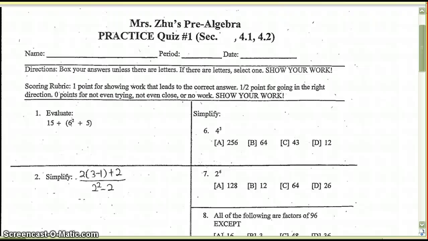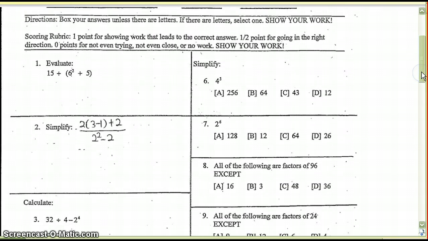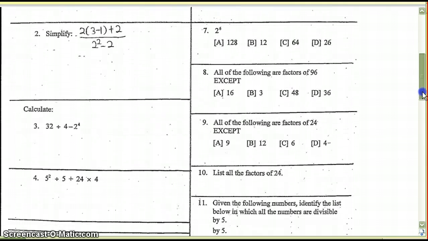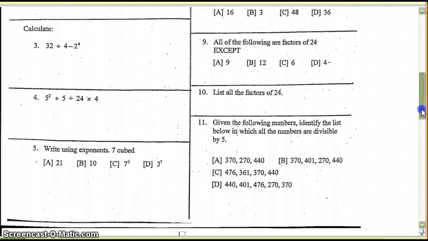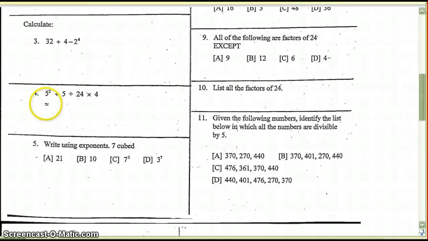Hi, this is Mrs. Zhu, and we're going to be going over practice quiz number 1, just this worksheet that you see here. I'm going to pick specific questions that I think might be a little bit more difficult to practice, and any other questions that you may still have in class, we can go over right before the quiz. I'm going to start with number 4.